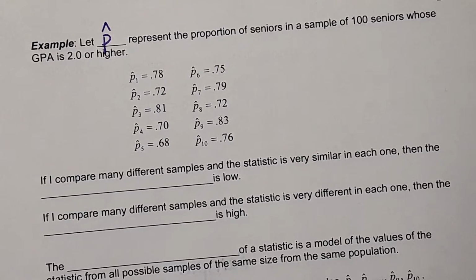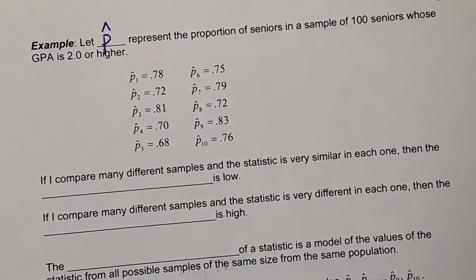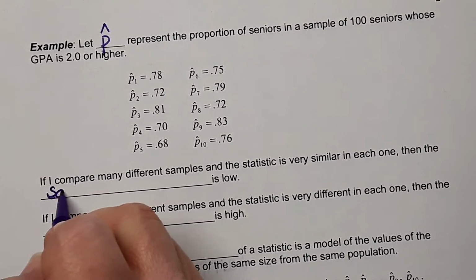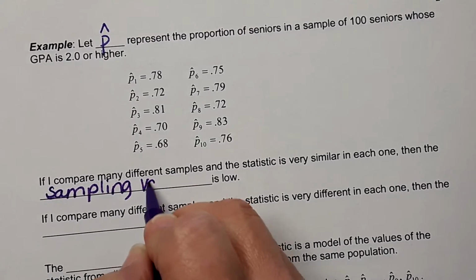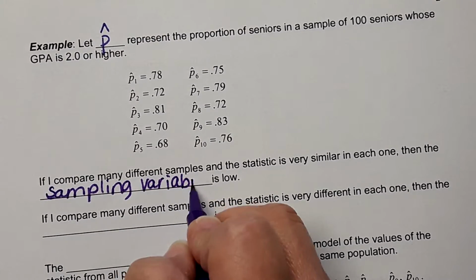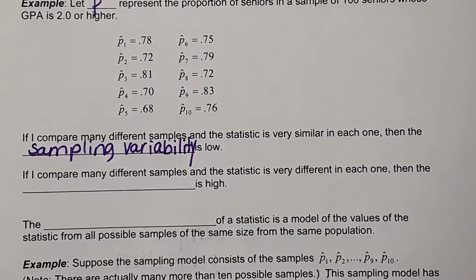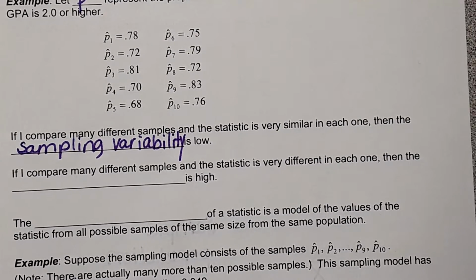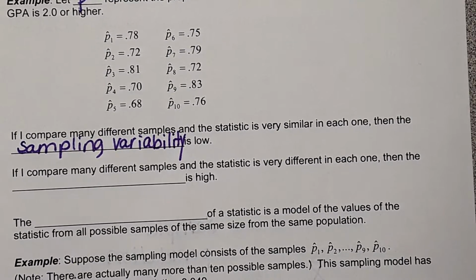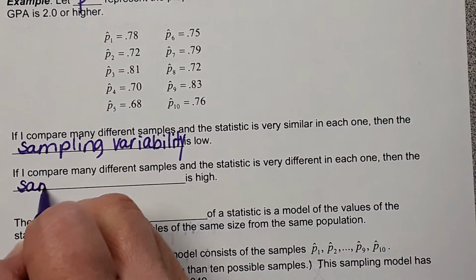If I compare many different samples and the statistic is very similar in each one, then the sampling variability is low. If I compare many different samples and the statistic is very different in each one, then the sampling variability is high.